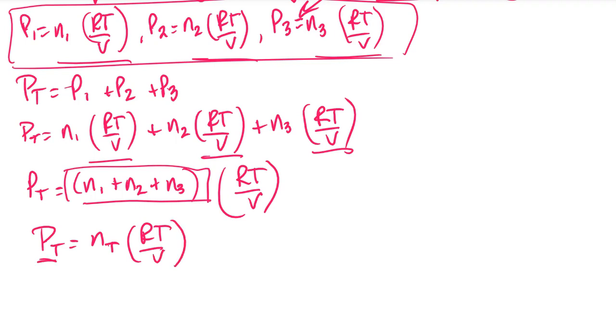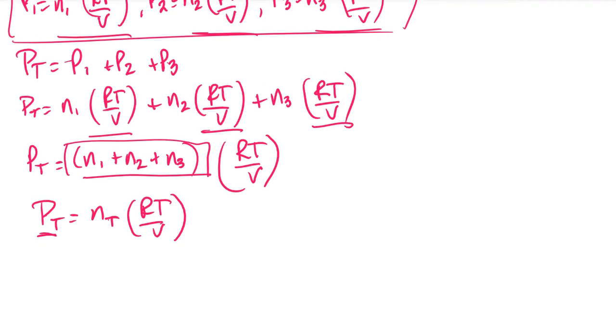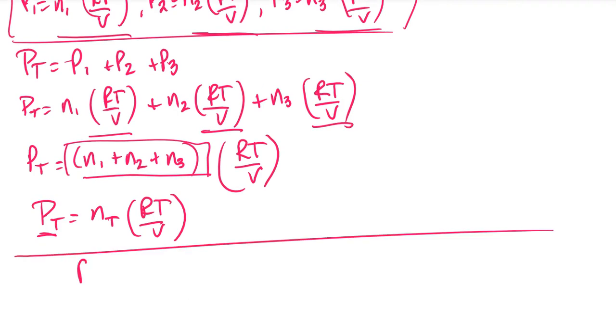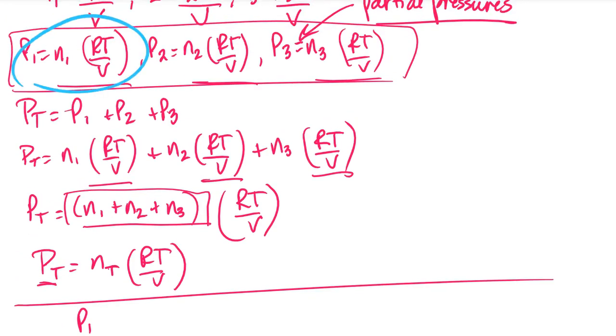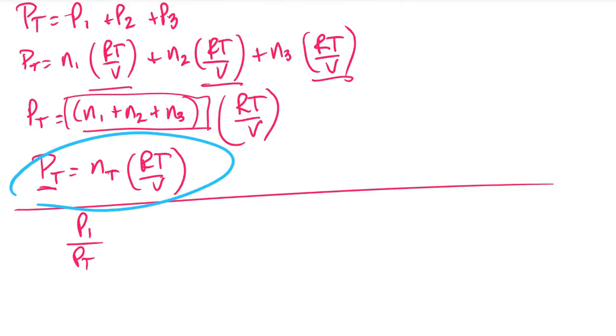and the total number of moles times RT over V would give me the total pressure of the mixture. Okay, well, suppose that I want to take a ratio of the pressure of one of the components against the total pressure of the mixture. So suppose I want to get a ratio between the pressure of the first component divided by the total pressure of the mixture. If I substitute in the expression for the partial pressure of the first component and the total pressure of the mixture, then I would get the following.